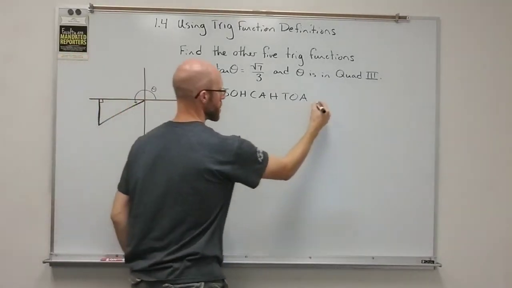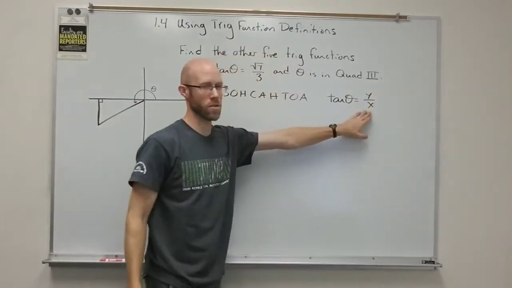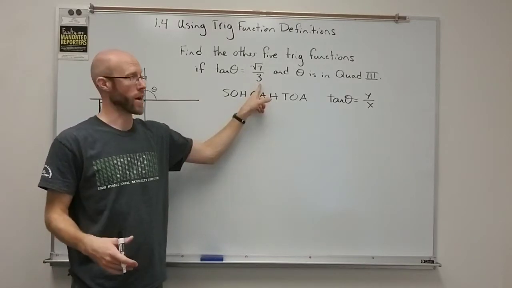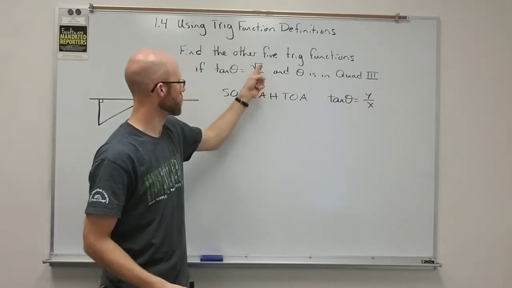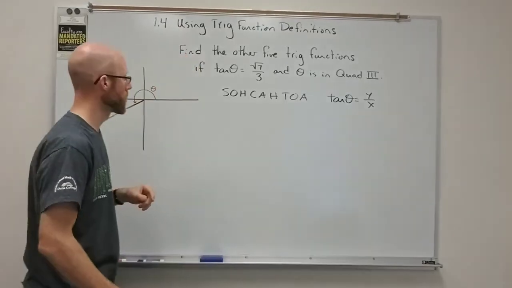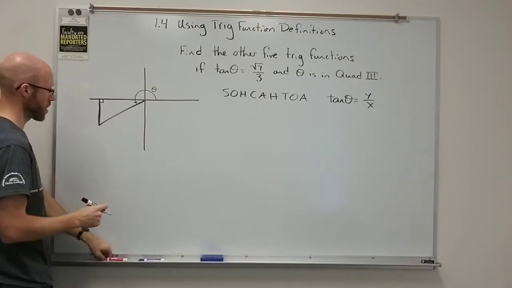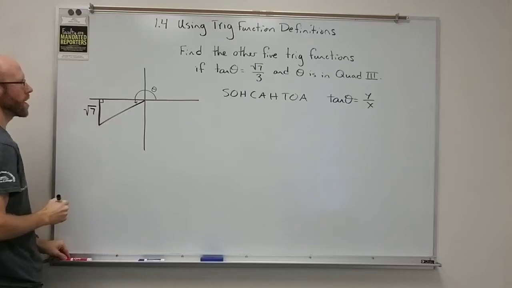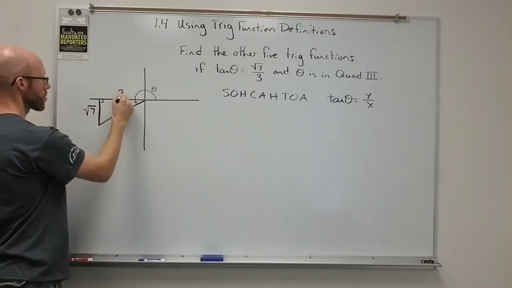Okay, so tangent theta is y over x. That's a fraction. Here I have a fraction. If I had a decimal, I would just convert it to a fraction so that it matched up. Y over x, well, that means the y must match up with the root 7 and x with the 3. Okay, so my y side here is going to have a length of square root of 7, and the x length is going to be 3.